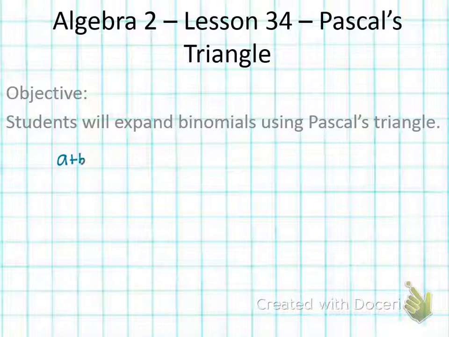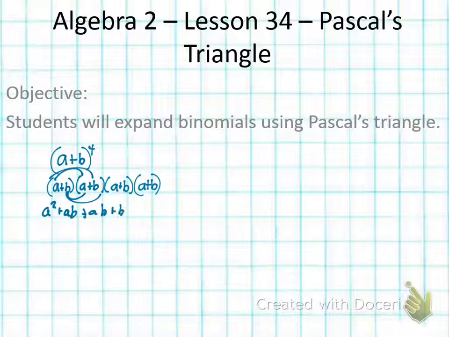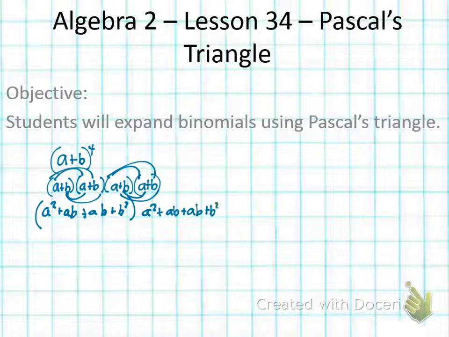Let's say I had a problem that was really hard, like a plus b to the fourth power. Normally, as a math student, you would have to write a plus b times a plus b times a plus b times a plus b, four times, multiplying it with itself. Then you take a couple of these at a time and FOIL them, so you get a squared plus ab plus ab plus b squared. Then all of that times again, FOIL these, and it gets kind of messy after a while.